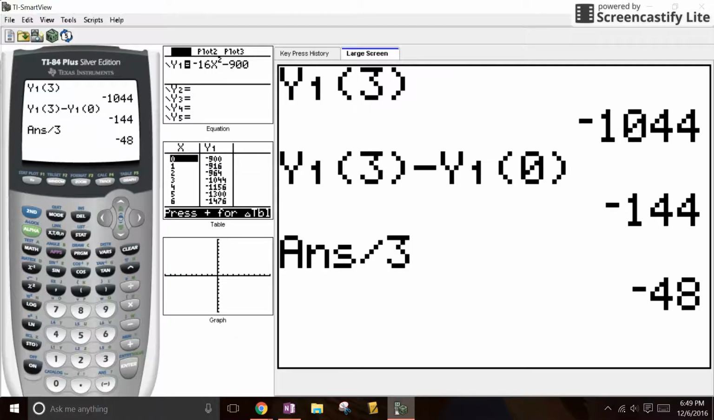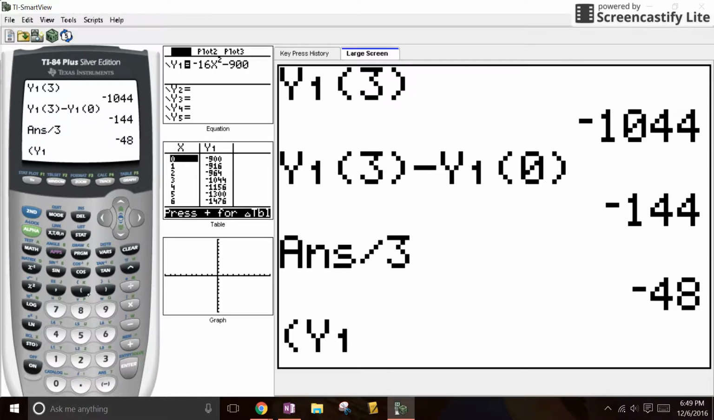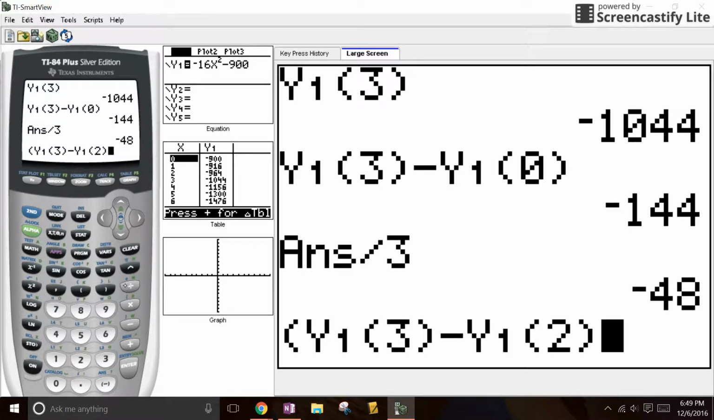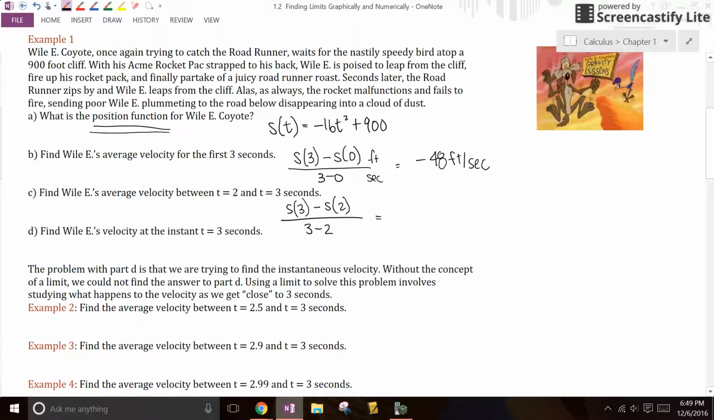Well, let's see. I go back to my calculator and I go, all right, alpha, Y1 evaluated with a 3. So let me put a 3 minus a Y1 evaluated with a 2. And you notice I put that in parentheses because I want to divide it. I could have just used the fraction bar. And I want to divide that by however long he's falling. And for us, it was 1 second. And so, boom, he is now going at negative 80 feet per second.